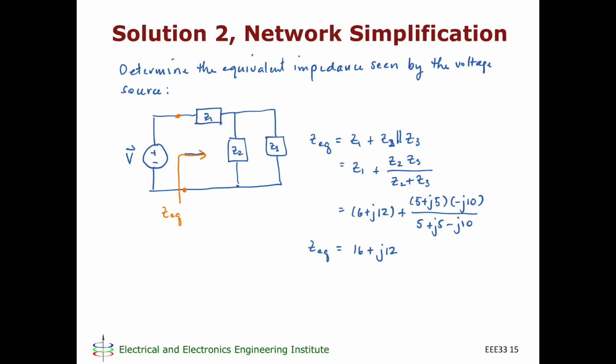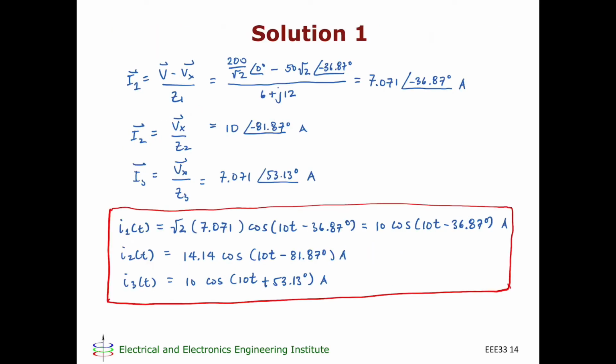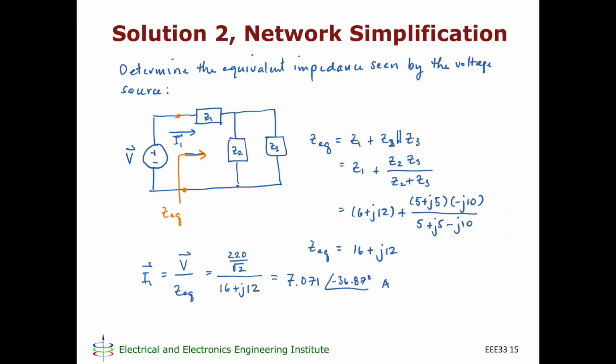Okay, when you've computed Z equivalent, it's now very easy to compute I1. I1 is simply equal to V over Z equivalent. So this is 220 over the square root of 2 at an angle 0, which is the same as 220 over the square root of 2, over 16 plus j12. And I'm going to get 7.071 at an angle minus 36.87 degrees, which is exactly what I got here. So they are consistent.